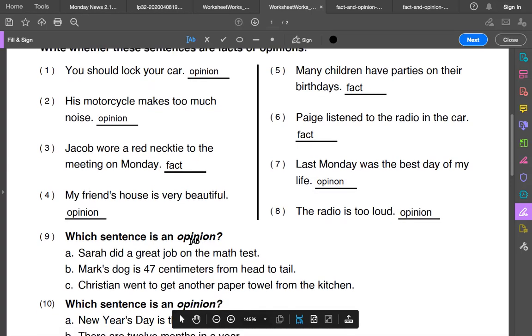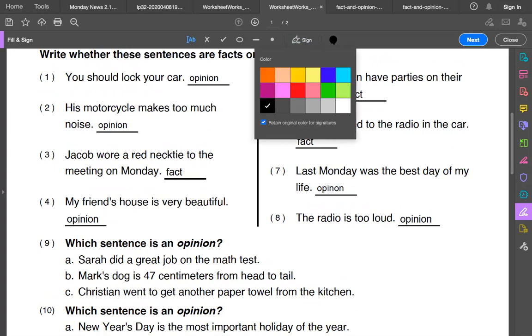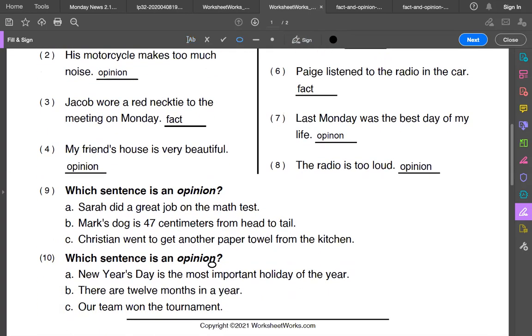All right, let's look here. Gotta go back. I don't want to sign things. I want to highlight things. Or I could do a circle. All right. Which sentence is an opinion?